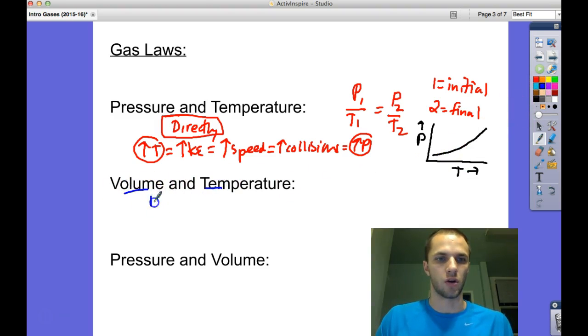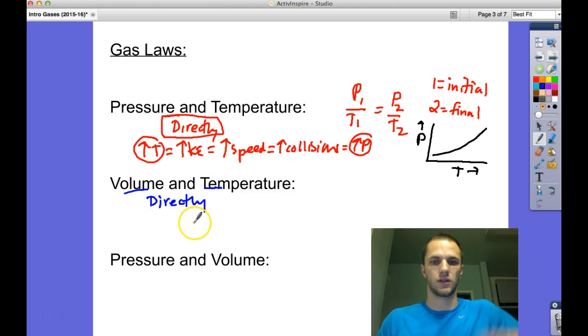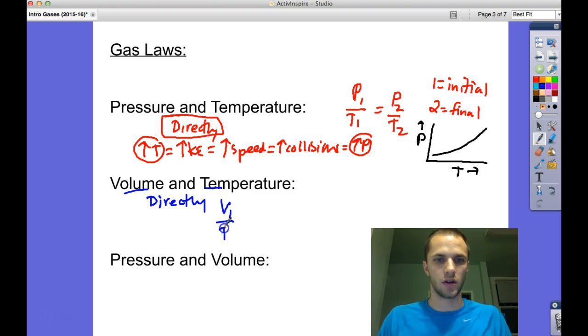Volume and temperature are also directly related, which means if you heat up a gas, the volume of that gas will go up. And the equation is the same: V1 over T1 equals V2 over T2, because they're directly related, except now we have volume instead of pressure like we had up here.